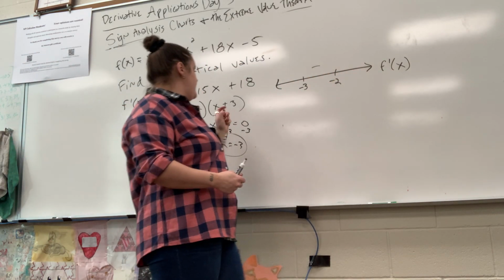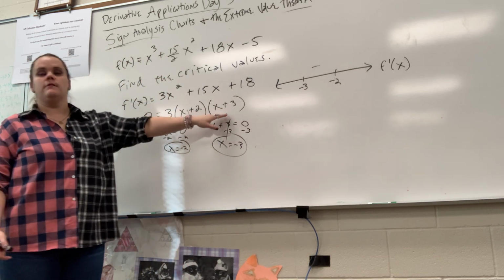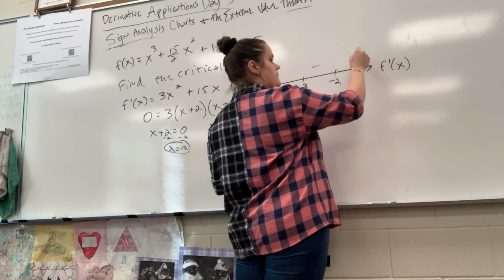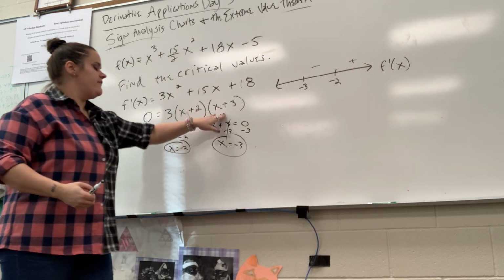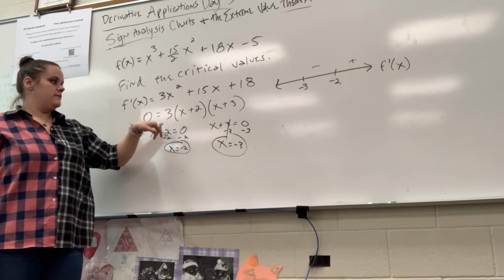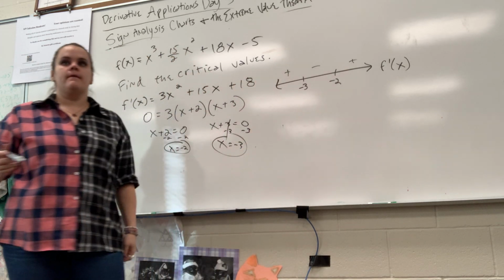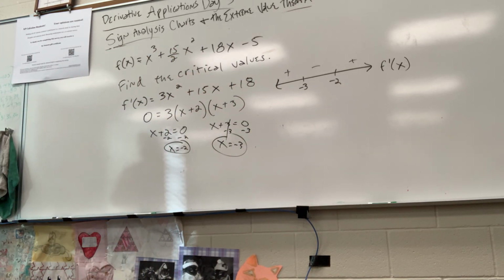If I plug 0 in, what type of a number do I get? So 3 positives. Okay, negative 5. So positive, right? Now, here's the purpose of this, okay?